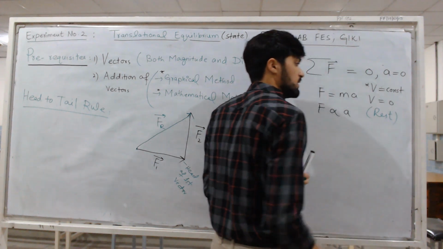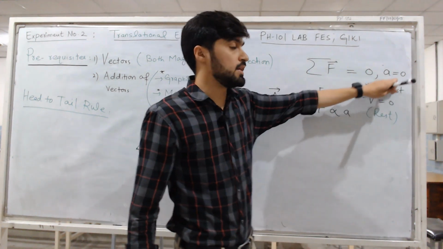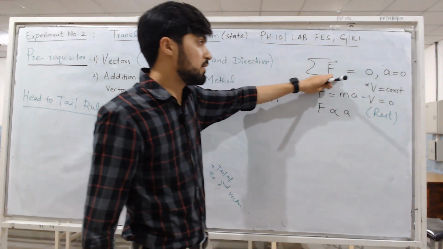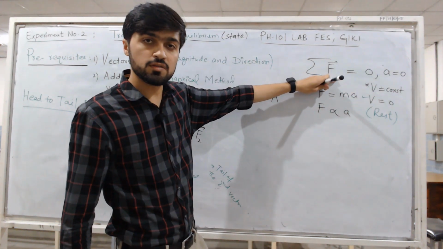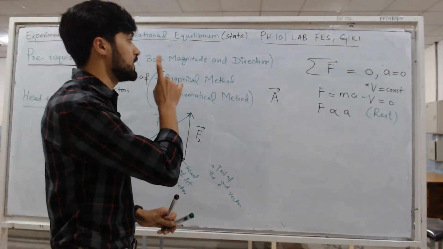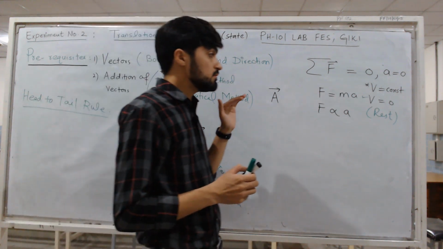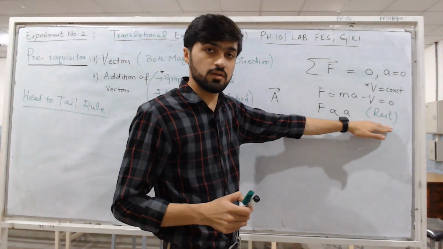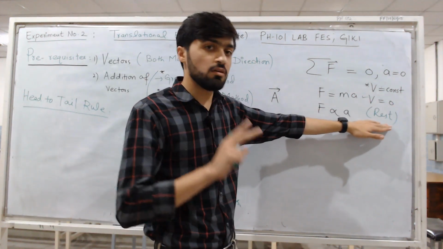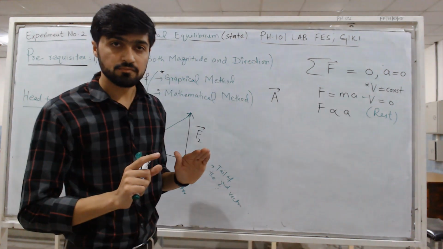We will be discussing just this one. So in this case, if the velocity is equal to 0, the acceleration is equal to 0, and it means the vector sum of all the forces acting on a body is equal to 0, then the body is said to be in translational equilibrium. And translational equilibrium means that the center of mass of the body is at rest. Simple. The center of mass of a body is at rest.